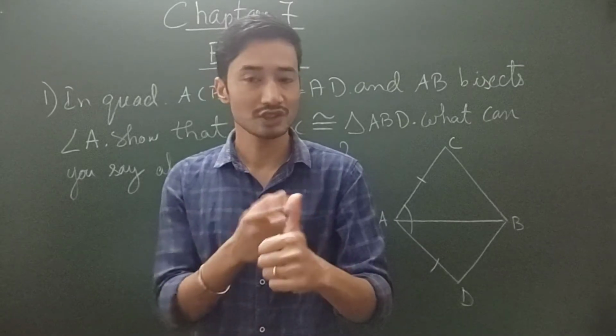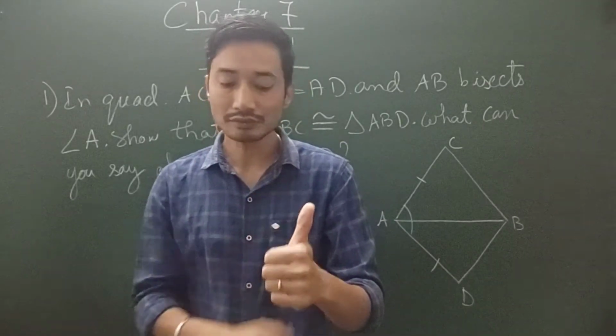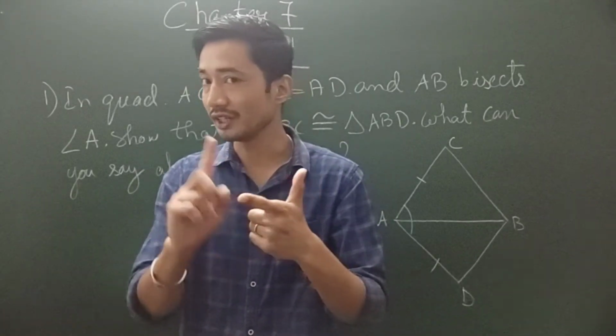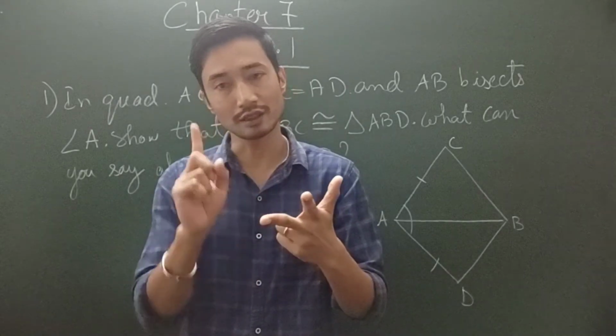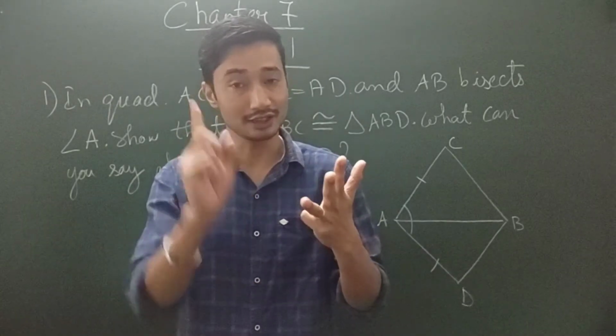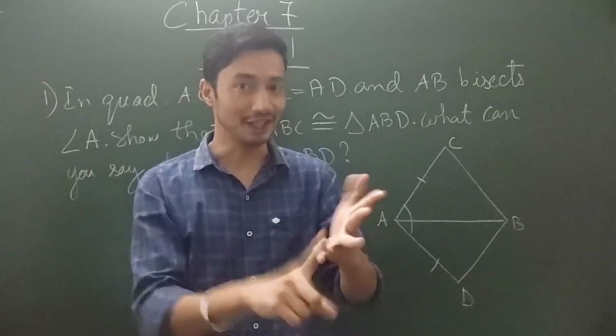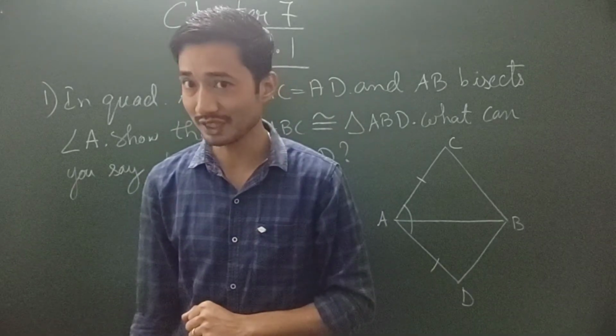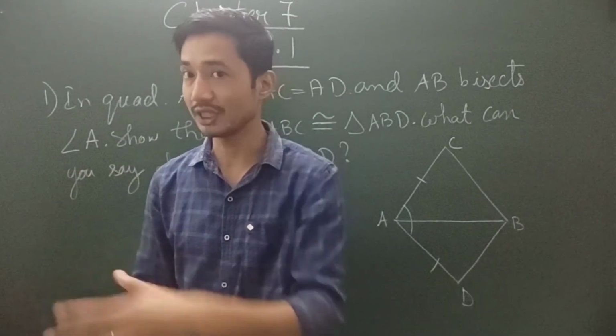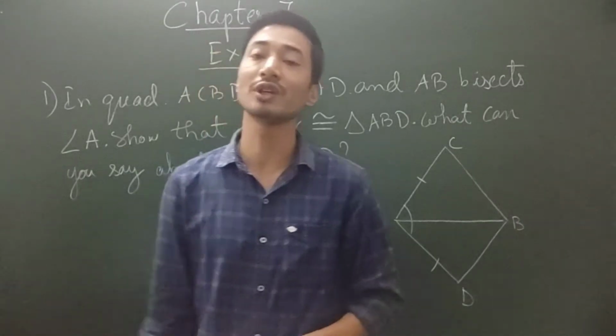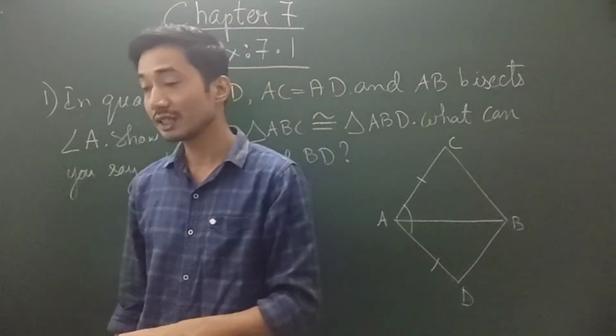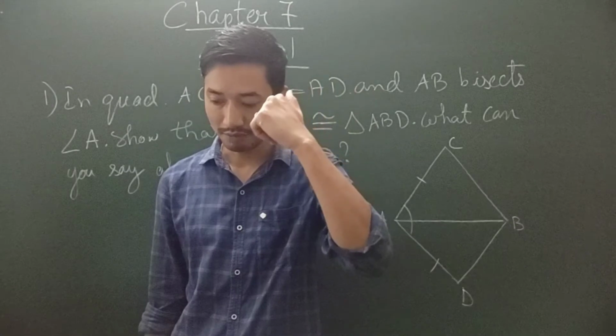First one, side, angle, side; angle, side, angle; angle, angle, side; side, side, side; and RHS. These were the 5 criteria. Remember that, isn't it? I hope you have your notes, everything. Write it down. I hope all of you have your notes and everything back, right? So pick up your notes, pen, paper.